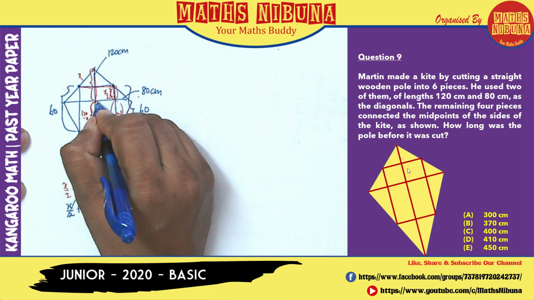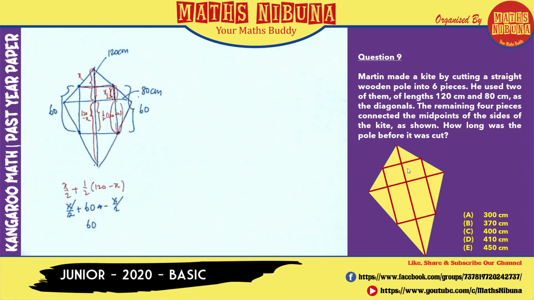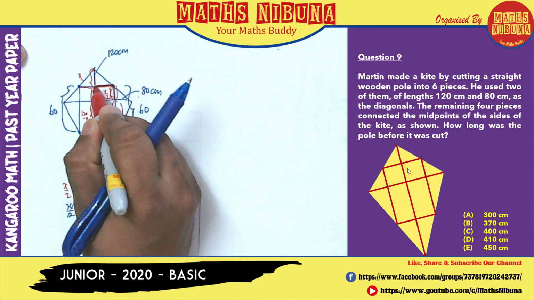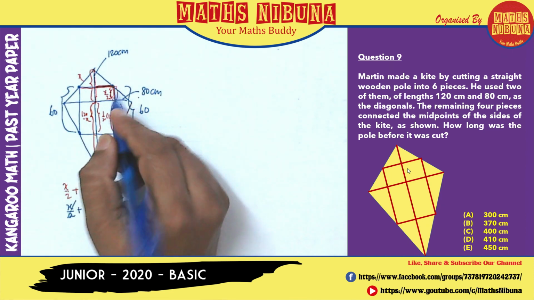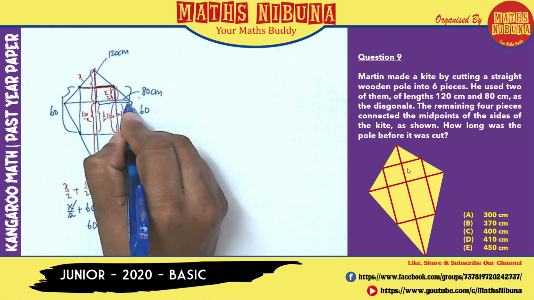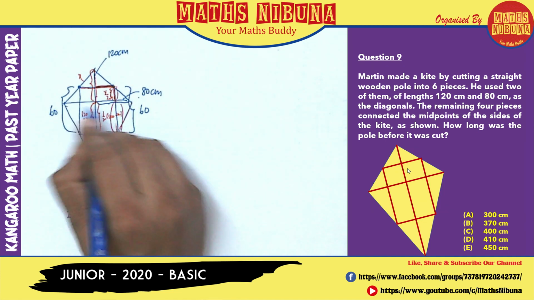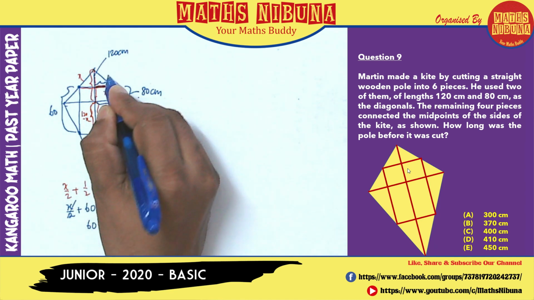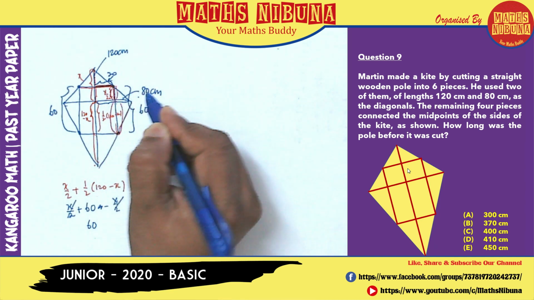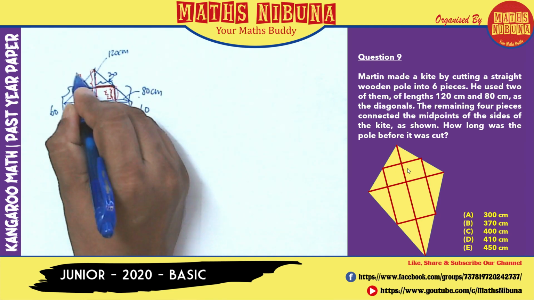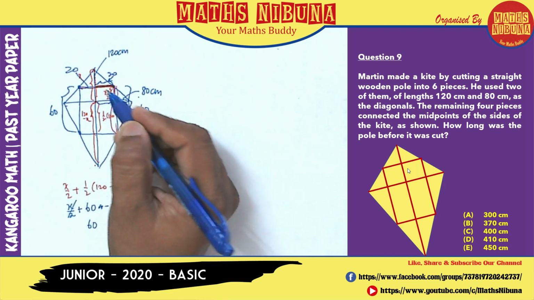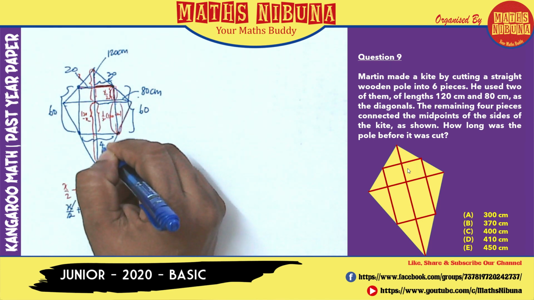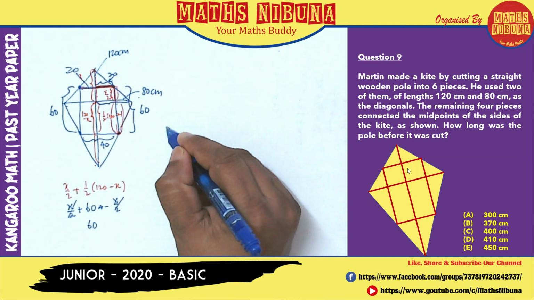Now we look at this length, the red color. From here to here is 40, because this is 80, half of it is 40, and then half of the 40 is 20. If this is 20, this is also 20. So 20 plus 20 is 40. If this is 40, this is also 40. So now we have 80.